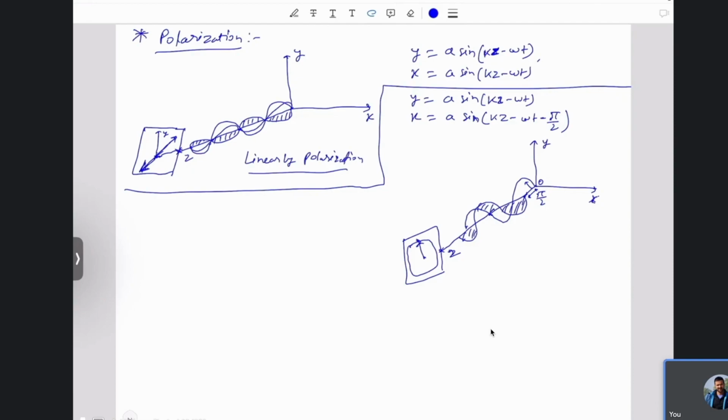So let me try to visually represent it. Suppose this is the y-axis wave, okay.